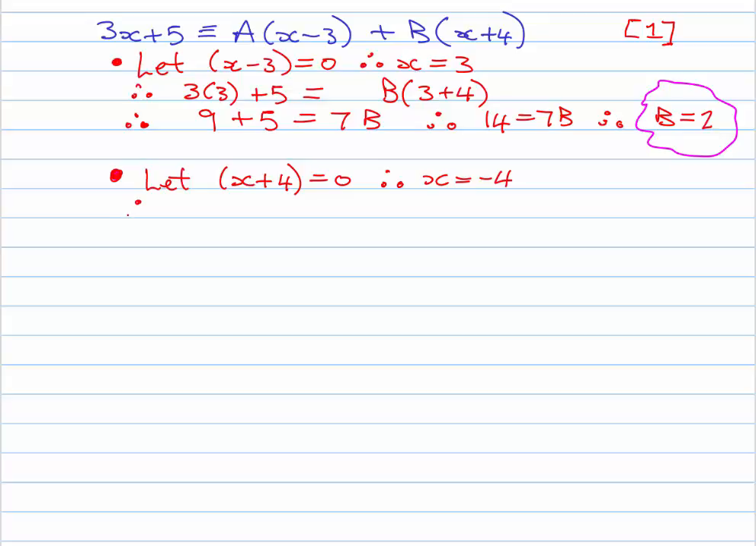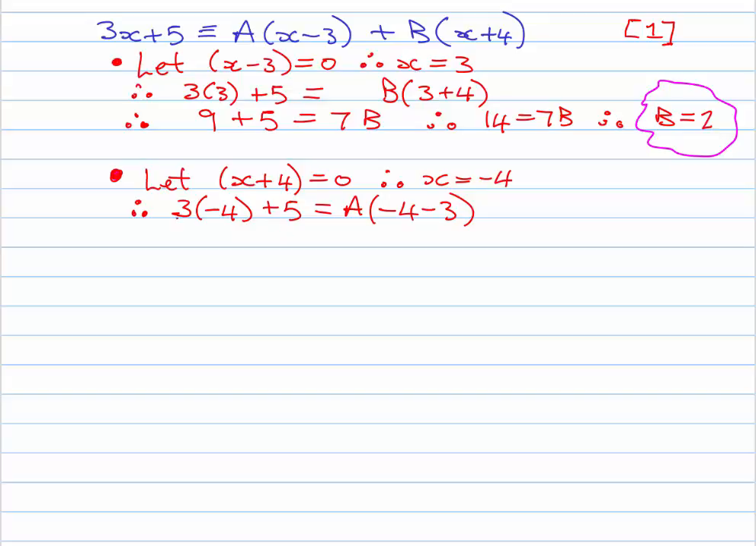So if you substitute that idea into expression 1 again, then you're going to have 3 lots of minus 4 plus 5 equals a lots of minus 4 minus 3. Okay, so I'm just doing this bit here, plus b lots of minus 4 plus 4, which is 0 times b, which gives you 0. So this line is complete.